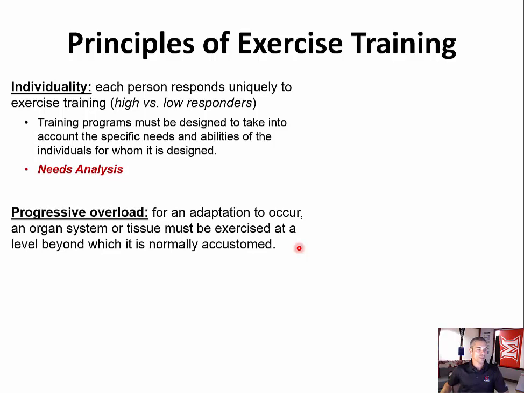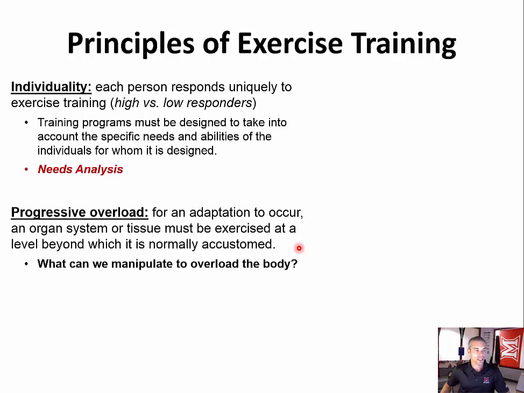The next principle many of us have heard of is the principle of progressive overload. It states that for an adaptation to occur, an organ system or tissue, such as muscle tissue, must be exercised at a level beyond which it is normally accustomed. So, thinking back a little bit, what are some variables that we can manipulate in order to overload the body?